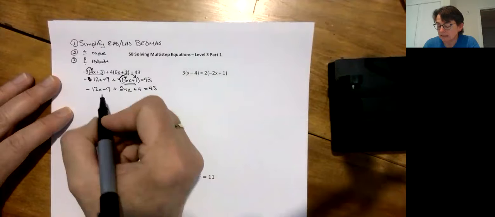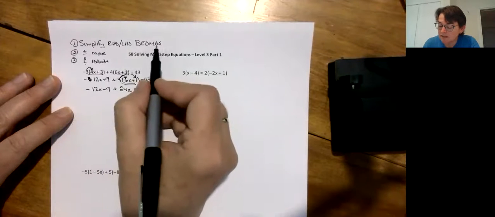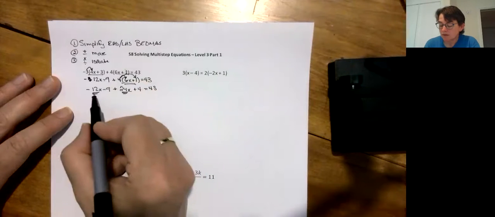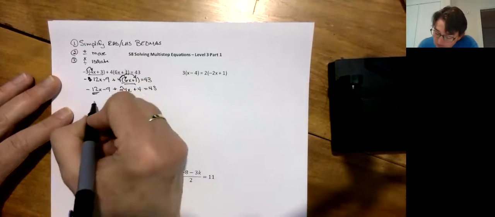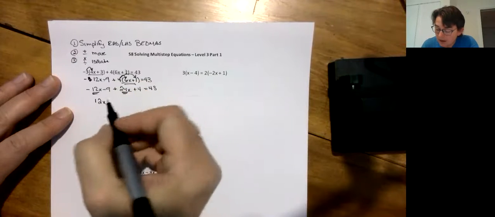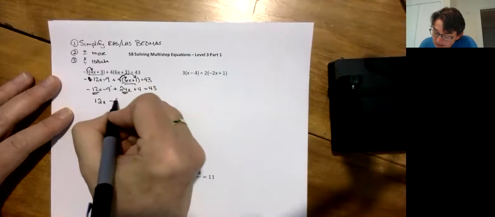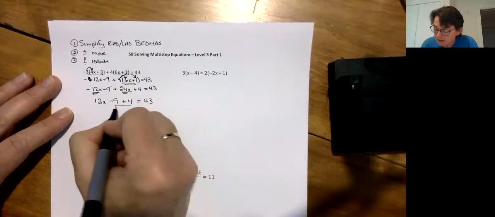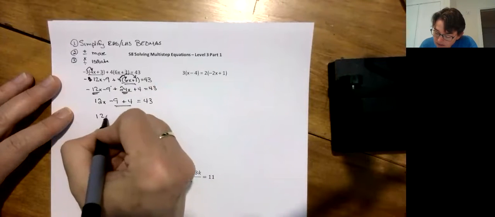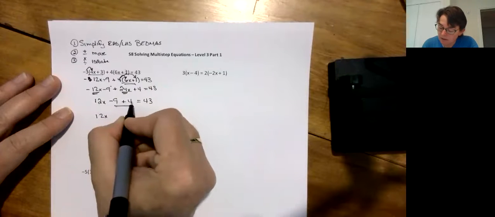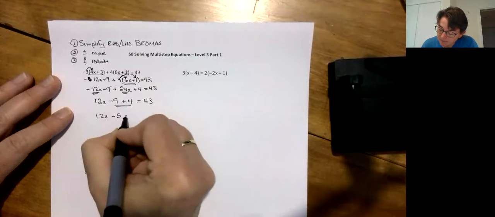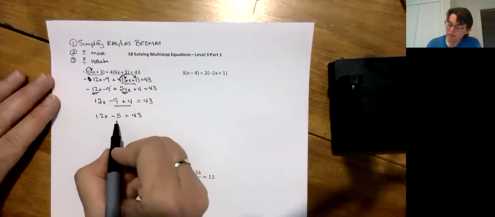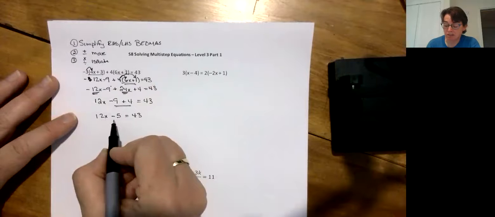Now we need to collect like terms. Okay, so this is the addition and subtraction part. So there's some x's and there's some x's. So we got negative 12x plus 24x. That's going to give me 12x. And then minus 9 plus 4 equals 43. I put these two together. 12x, so 9 minus 4 is minus 5. I can't put those together because they're not like terms, so I'm now finally finished step 1.